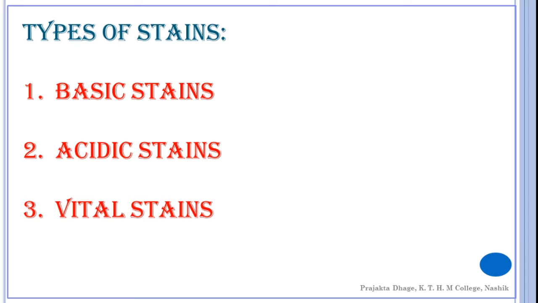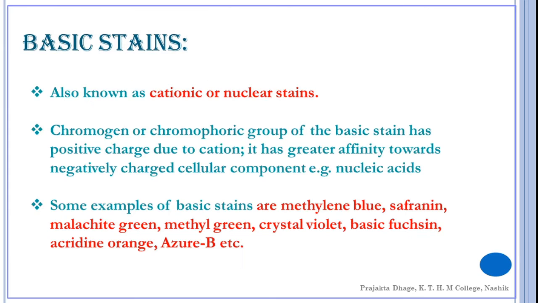Classically, stains are classified as the basic stains, the acidic stains, and the vital stains. Now let's see the properties of each one of these stains. Basic stains are also known as cationic or nuclear stains. Why are they called so? Because they are used to render color to the nuclear component of the cell.